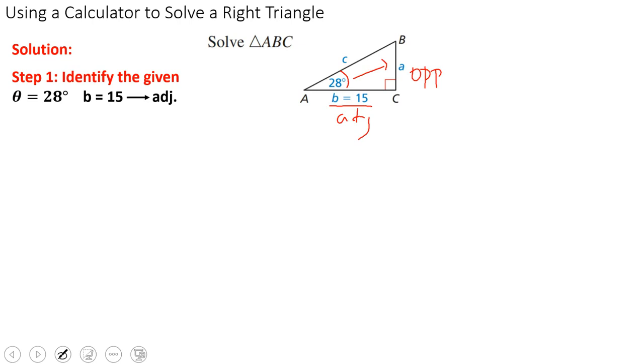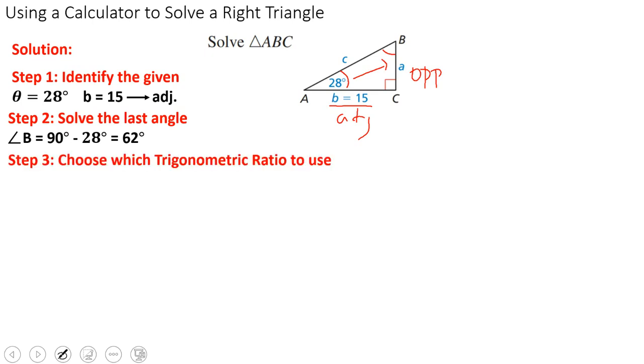After we identify the given, step 2, we need to solve for our last angle. We already have 28 here and 90. Angle A and angle B are complementary angles. So, to solve for angle B, we just subtract 28 degrees from 90 degrees. Angle B is equal to 62 degrees.